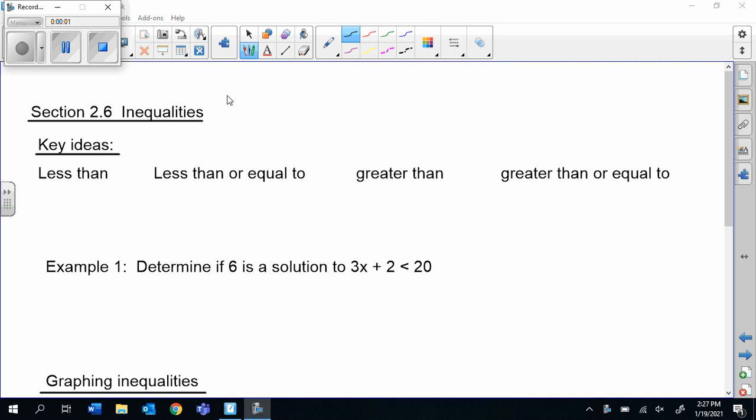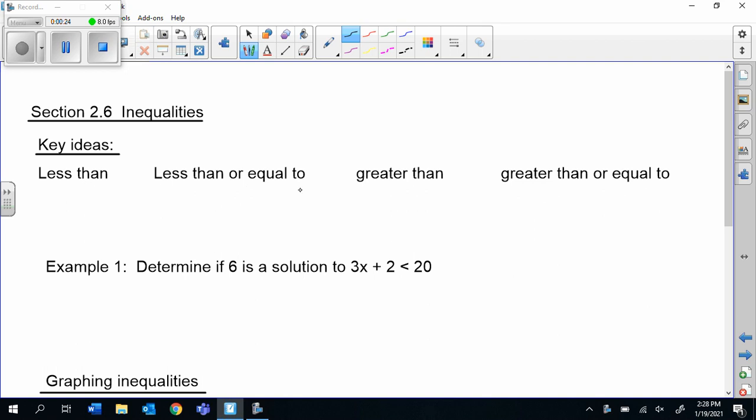Welcome to the last two sections of our chapter. In this lesson, we're going to look at 2.6 and 2.7, where we look at inequalities. We also talk a lot about different types of notation, which will come up often throughout the rest of the semester, and just some word problems that go along with that.